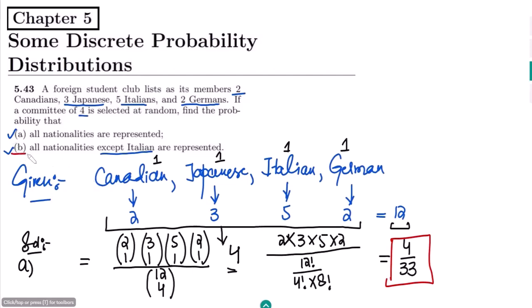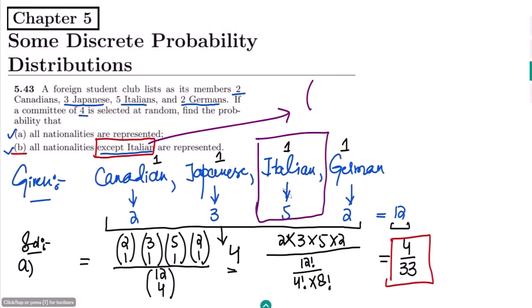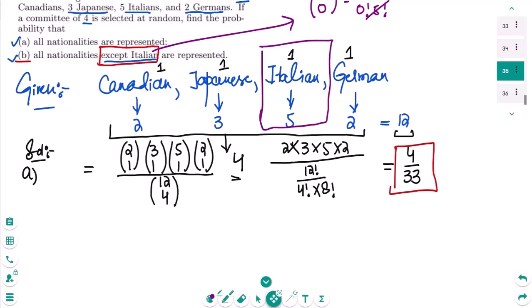In part B, all nationalities except Italian are represented. So if none of the Italians will be selected, we can very clearly see here that the number of Italians is 5, and from them we don't want to select anyone. Therefore it will be 5 factorial divided by 0 factorial times 5 minus 0, which is 5 factorial, so these will cancel out. 0 factorial is 1, so the answer will be 1. Solving the remaining part of it, what do we have to do?